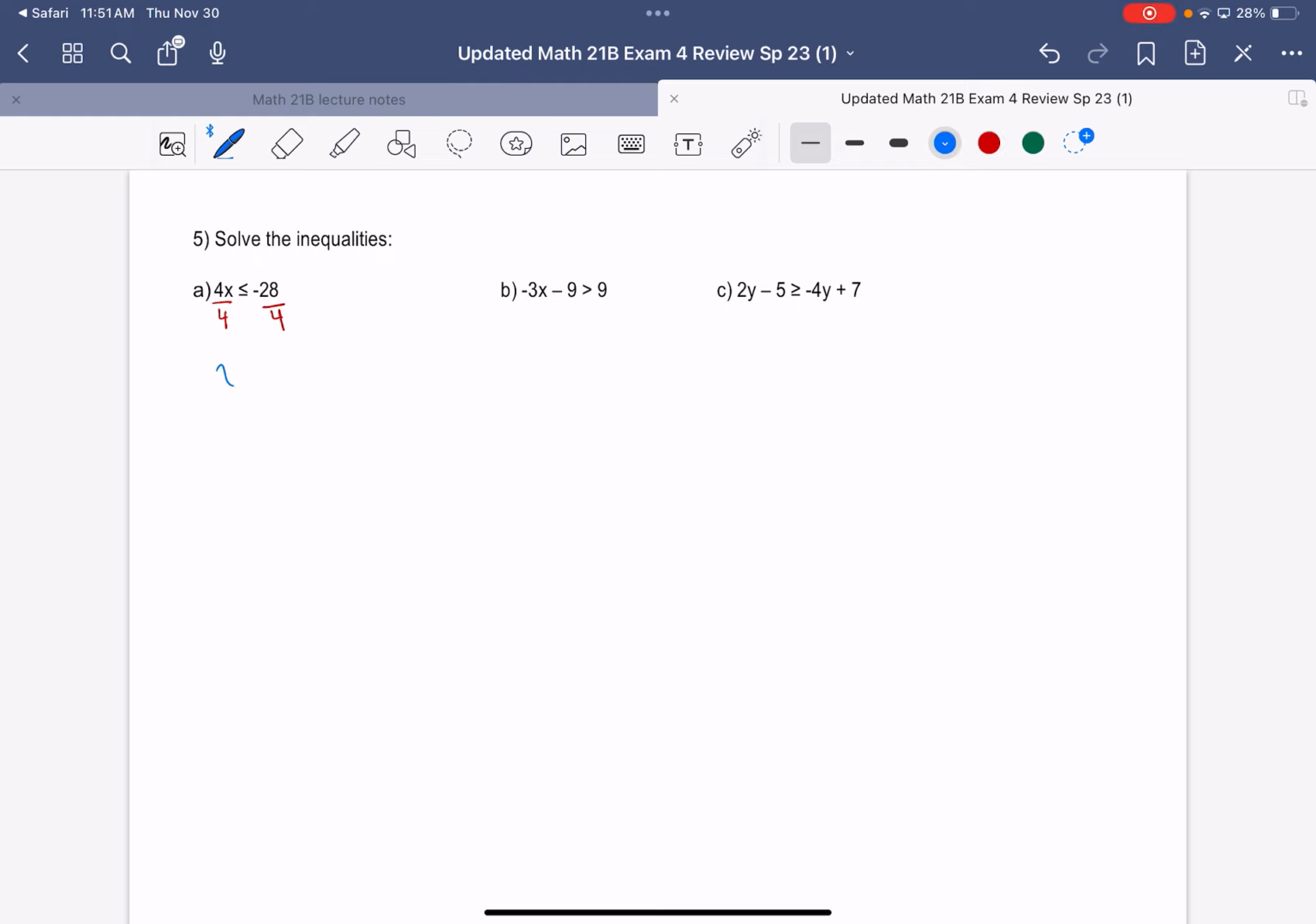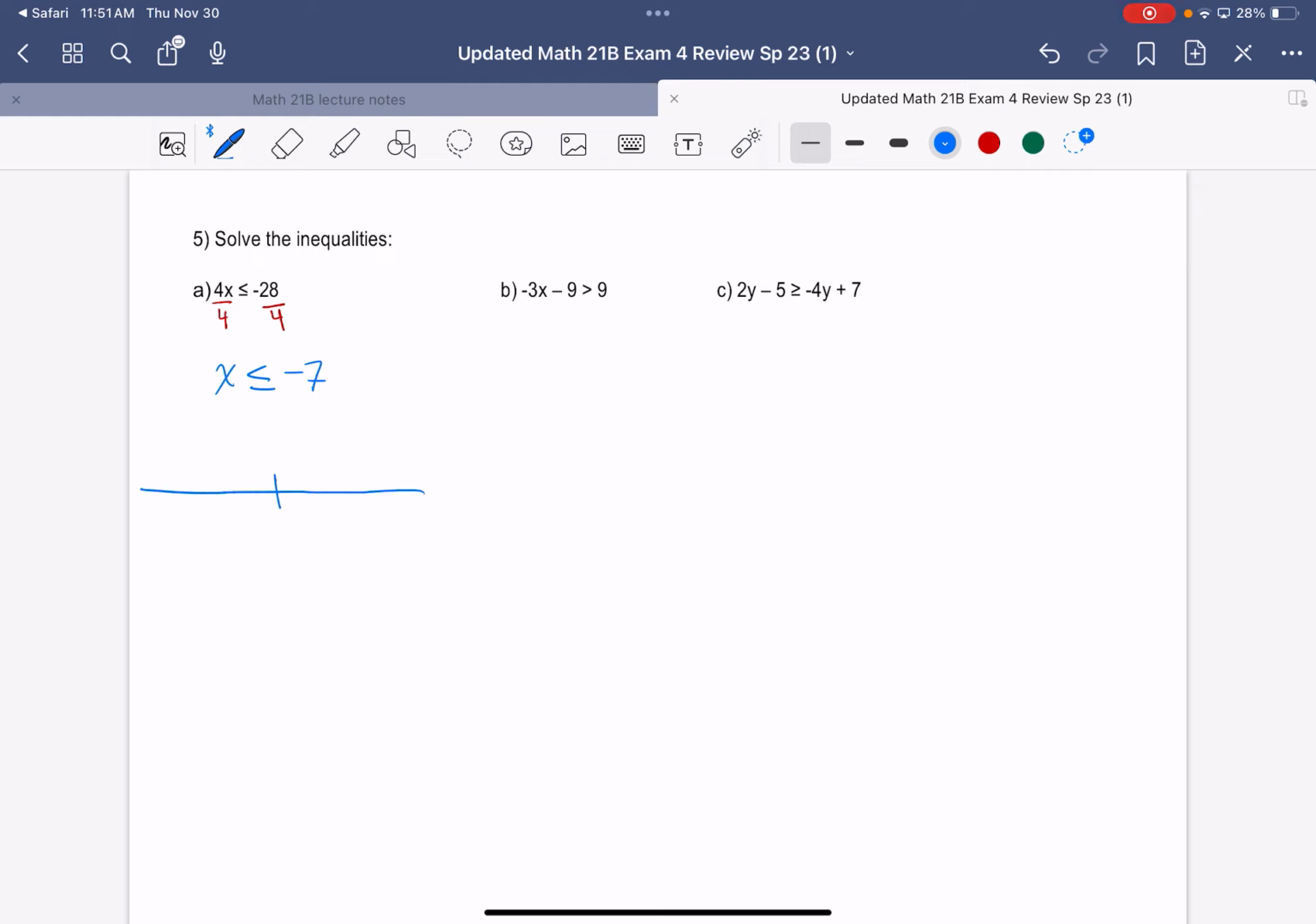I am left with x is less than or equal to negative 7. The inequality sign does not change because we're not dividing by a negative number. Only if it's a negative number does the inequality sign flip. This is dividing by 4, so it stays the same. It still stays less than or equal to. Okay? Let's practice putting this on a number line.